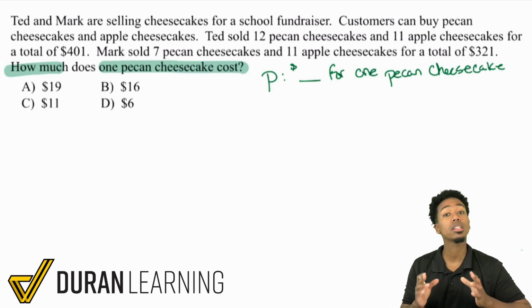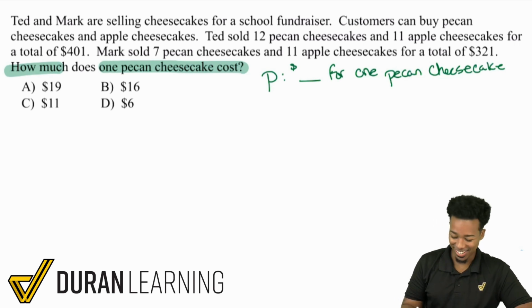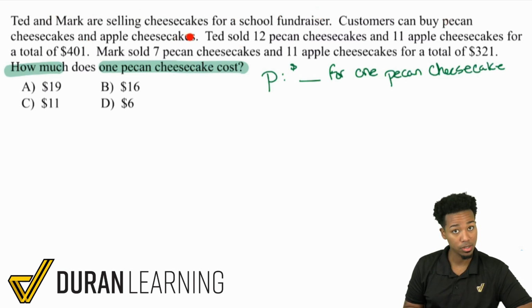Well, let's take a look at the information. Let's break it down so I can show you exactly how this works. Over here, Ted and Mark are selling cheesecakes for a school fundraiser. Customers can buy pecan cheesecakes and apple cheesecakes. So here, P is the cost for one pecan cheesecake, and then we also have A for apple cheesecakes.